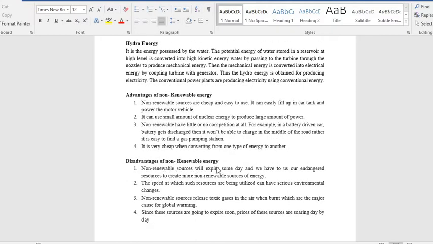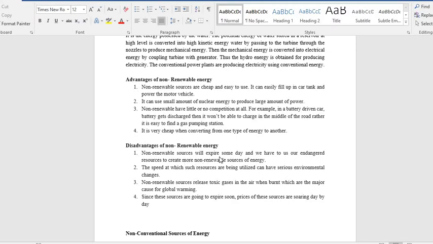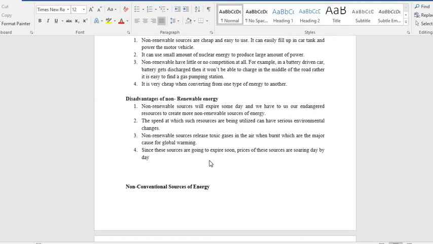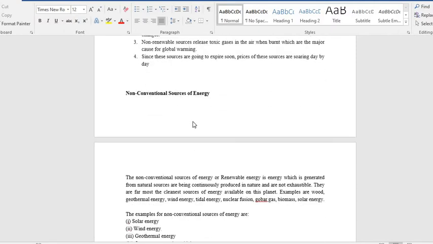Obviously there are some disadvantages associated with non-renewable energy. It is exhaustible someday, and we also have to invest our resources to create more renewable sources of energy. It has a serious environmental effect, and whatever the source, it releases toxic gases into the air, which is a major concern for global warming and pollution. And the prices will increase as they deplete with time.